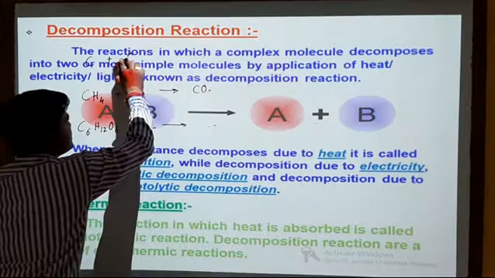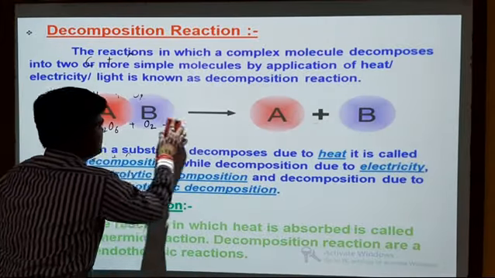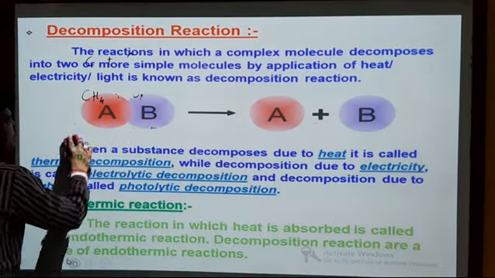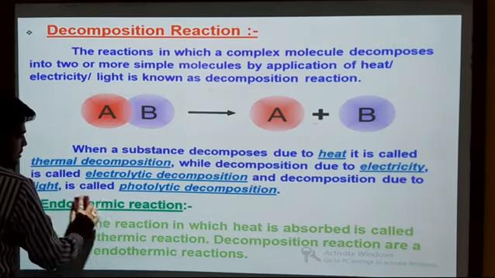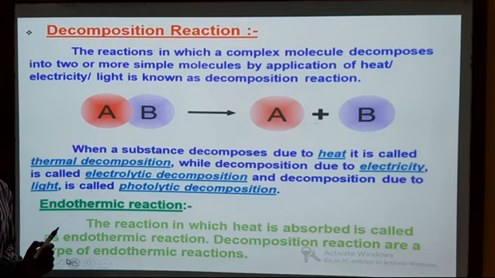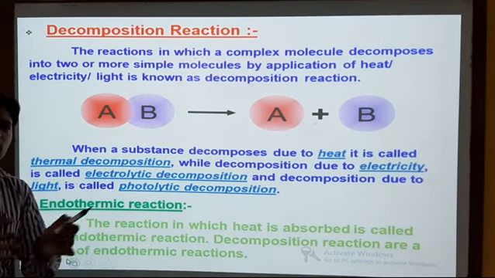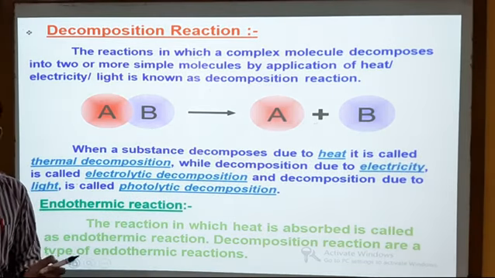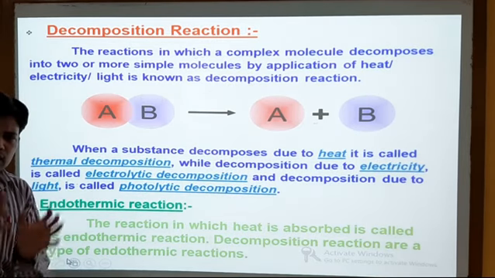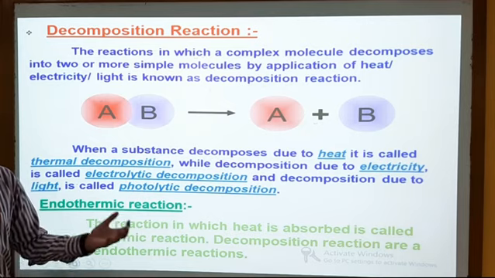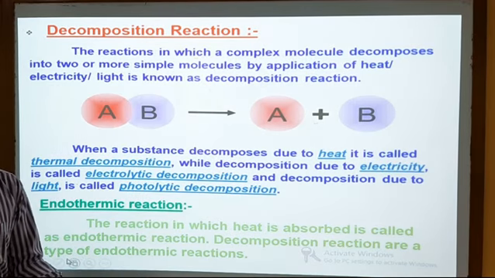So in decomposition reaction, it is just the opposite of combination reaction. As I said, in case of combination, two or more elements combine and form a single product. Now it is decomposition. What will happen over here? Here a single substance will break into two or more substances or simple products.